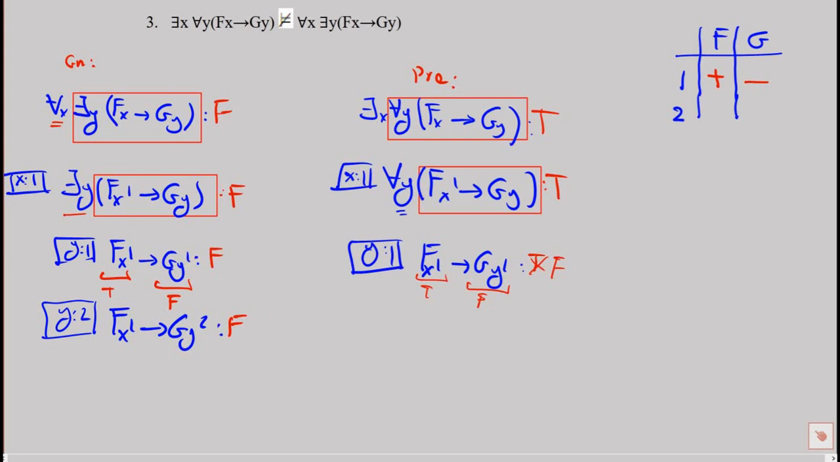Okay, so now fx1 is true because 1 is in the extension of f. Now in order to make the conditional false, we need to make gy2 false. So we can put a minus here. That makes gy2 false. Now this whole thing is false.